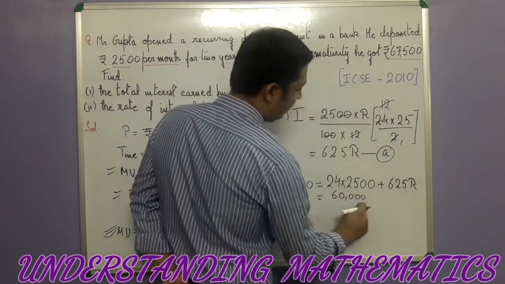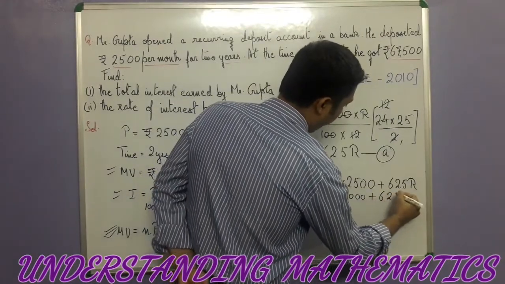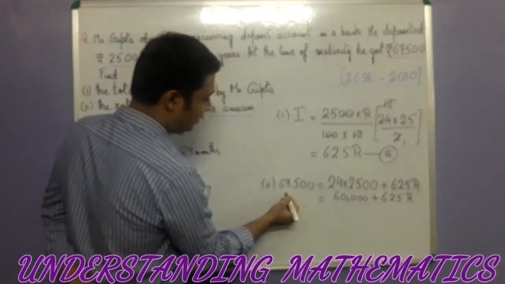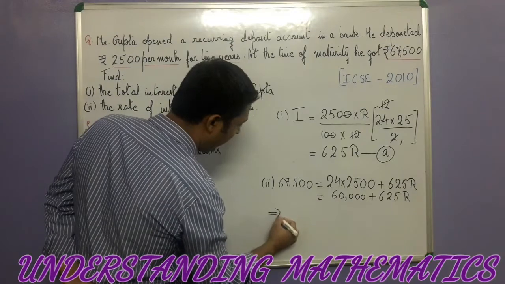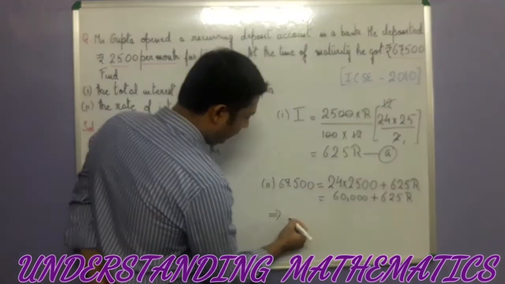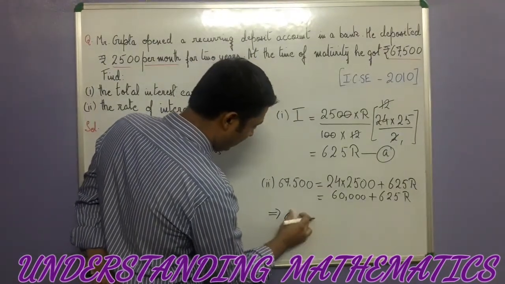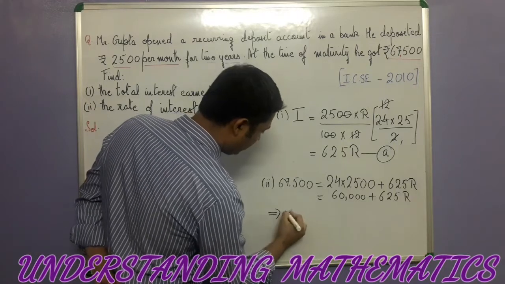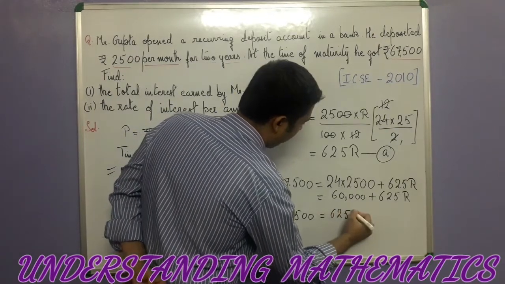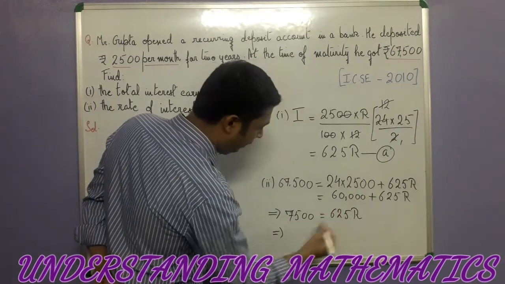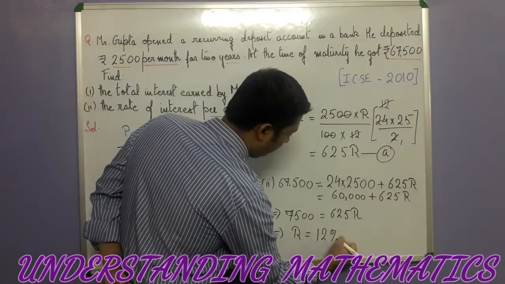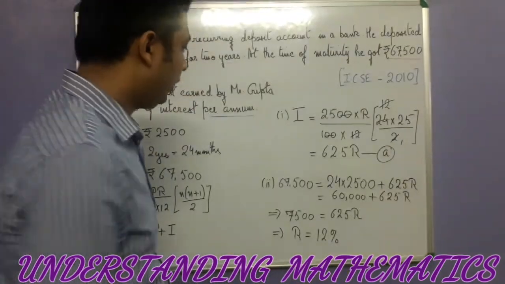So it will give us 60,000 plus 625 R. So you can take 60,000 to this side, and then you have 67,500. So ultimately on the left hand side and right hand side, what do we get? We will get 7,500, which is equal to 625 R. So you know the table of 5, you use the table of 5, you will get R is equal to 12%. I hope this much is clear to you people.